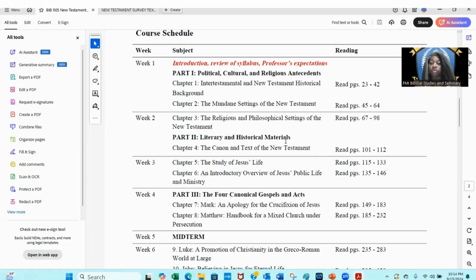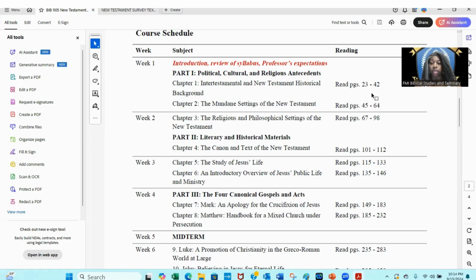And then we're going to have the students read information about the canon in the New Testament. And they'll be on pages 101 through 112. Again, they're going to pick out some highlights and then talk about those highlights or write about those highlights, okay? So let's go into it here. So this is a syllabus.